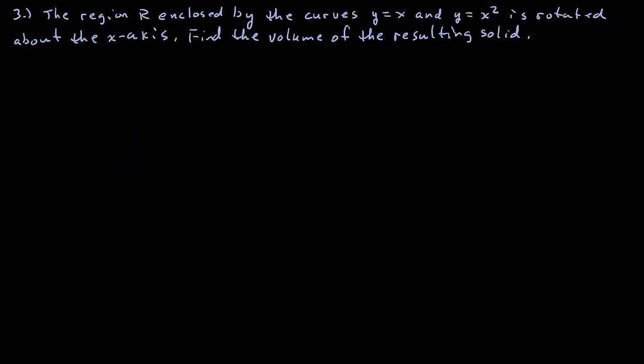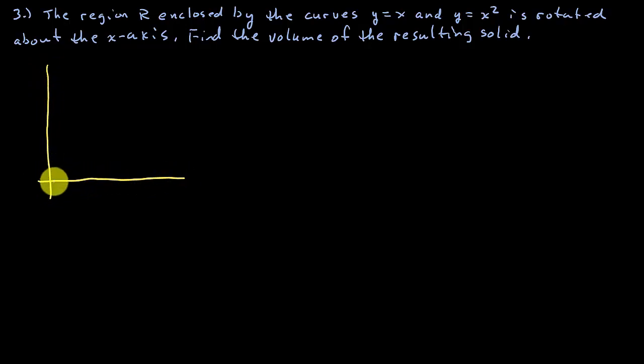All right, so this third example says the region R enclosed by the curves y equals x and y equals x squared is rotated about the x-axis. Find the volume of the resulting solid. All right, so let's go ahead and sketch the graph. Let me get my pen ready. So let's draw the picture.